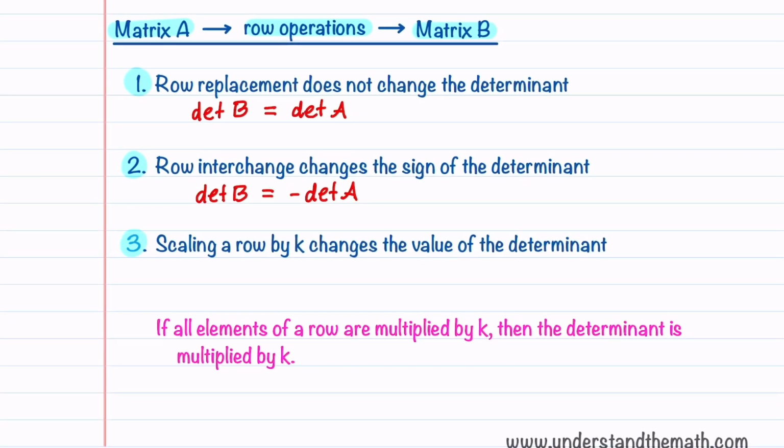When we use scaling and scale a row by a factor k, that changes the value of the determinant. If all elements in a row are multiplied by k, then the determinant is also multiplied by k. We write this as determinant of B is equal to k times the determinant of A.